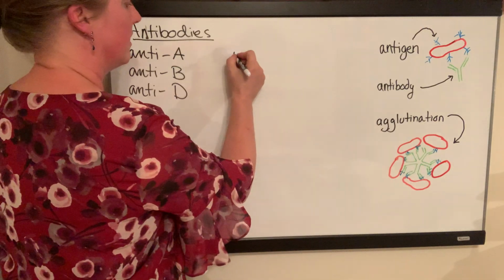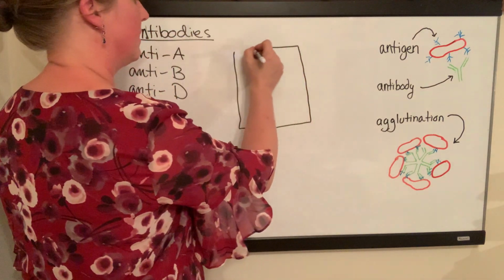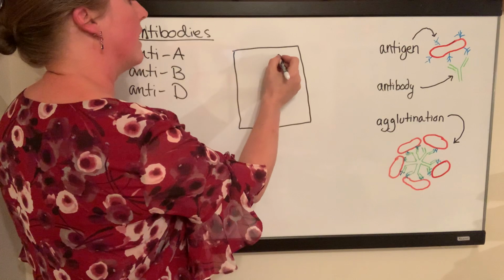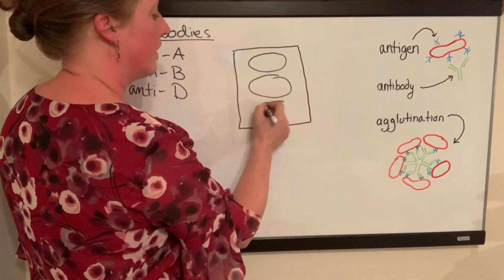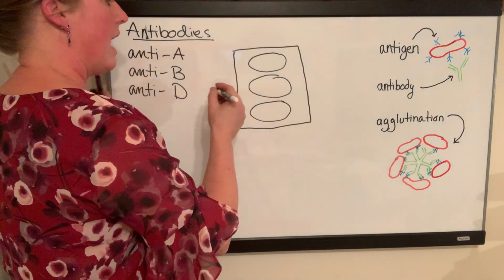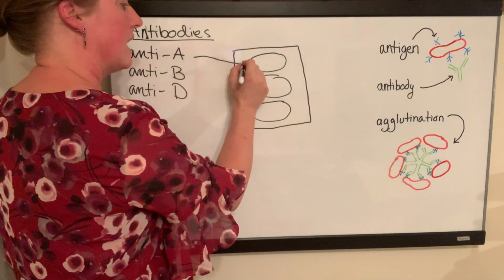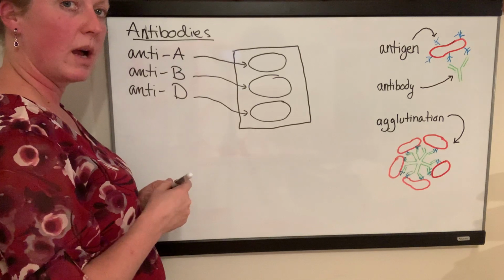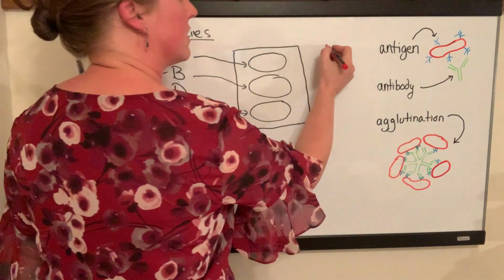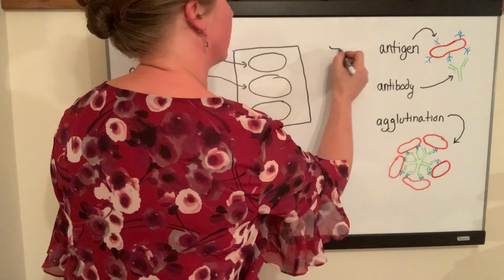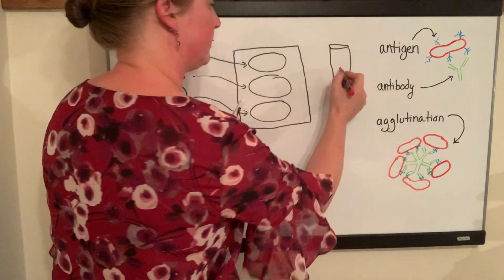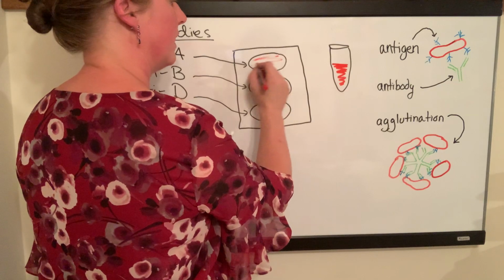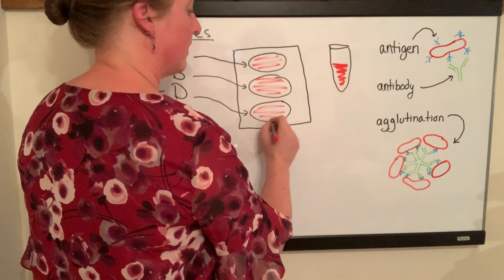So let's take a test tray. You would be doing this lab in the lab if we were meeting in person. And let's say that there are 3 wells in that tray. And in this one, I'm going to put a drop of anti-A. This one, I'm going to put a drop of anti-B. And in this one, I'm going to put a drop of anti-D. And then I'm going to take some blood. So here's our tube of blood. And I'm going to put some blood and mix it in with the antibodies.